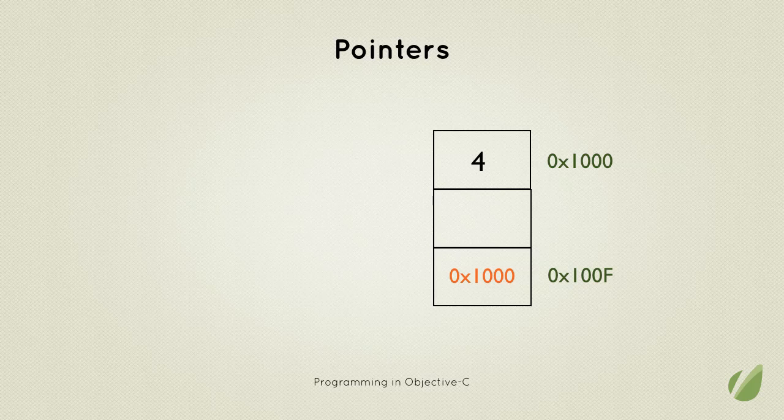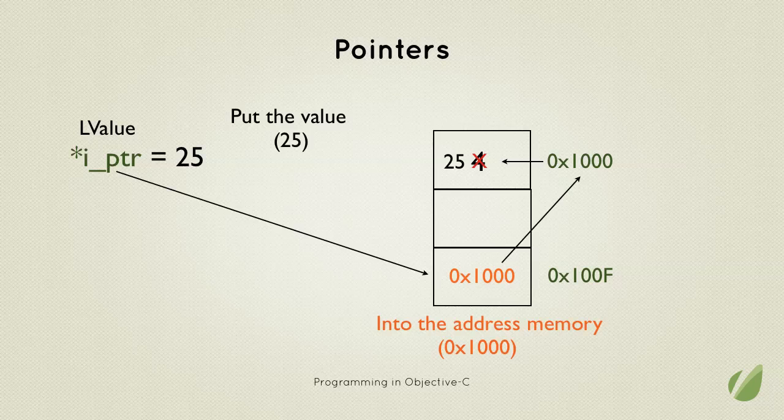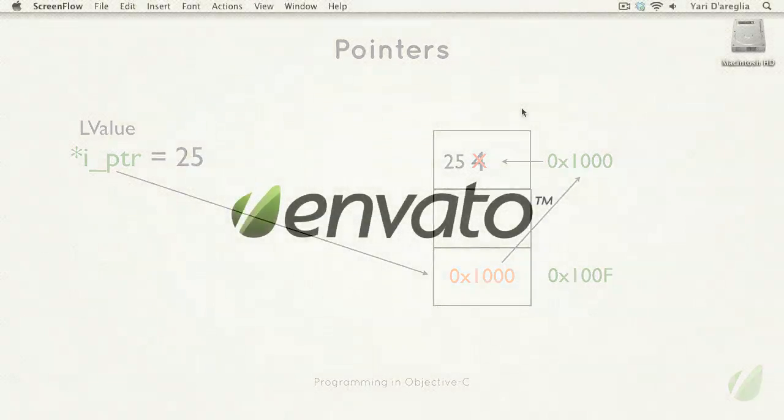Similarly, if we use star to the left of the equal outside a declaration context, we get what is called the L value of the variable. In the same way shown in the previous slide, we can access the value of I through the memory address stored by the pointer and change it, for example to 25. So using the star to the left of the equal is like saying, put the value to the right of the equal into the memory address stored by the pointer. This practice is called dereference.